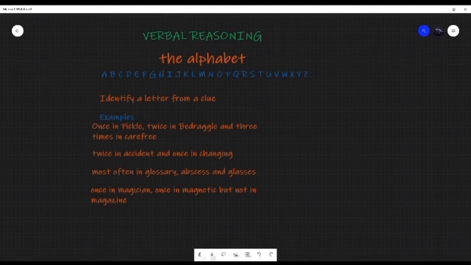Just don't get tricked by the different vocabulary they put in. For example, "but not in" and "most often." Just don't get tricked. Just think of synonyms for it, and you should all be really fine with that.